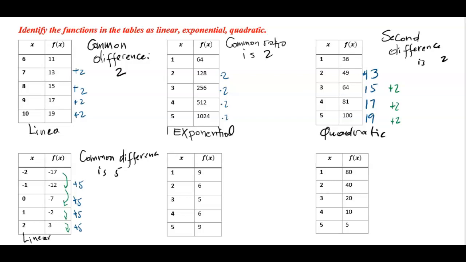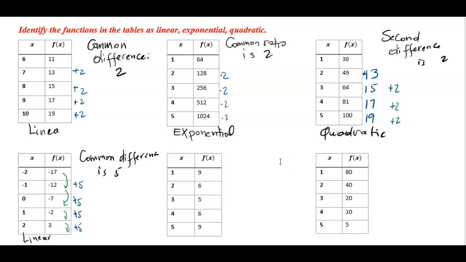Now let's check this one right here. So here, on this one right here, the first term is 9, the second term is 6, the third term is 5, the fourth term is 6, and the fifth term is 9. So let's see if we have a common difference or a common ratio or a second difference.